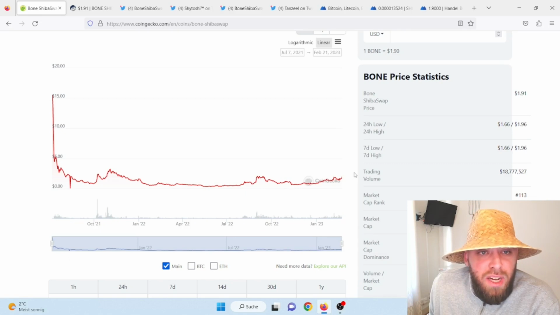Shibarium is about to start, and as soon as Shibarium is starting, the ShibaSwap token will be needed for every transaction. And of course, this will most likely force the ShibaSwap token price to move strongly up.